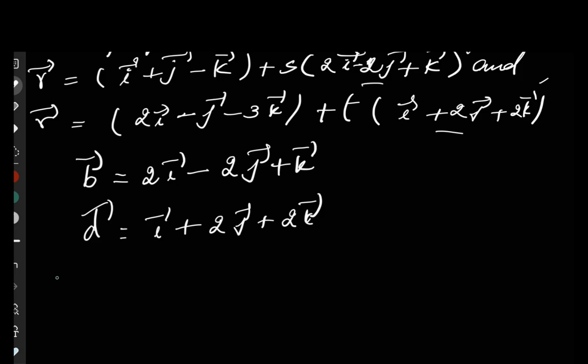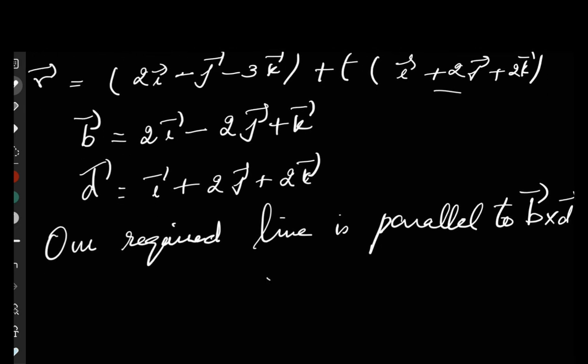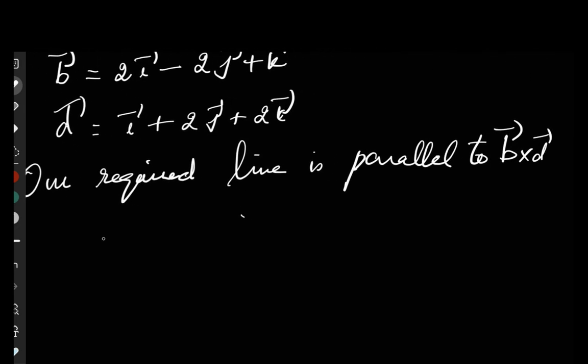So, our required line is perpendicular to these two given lines. Therefore, our required line is parallel to the cross product of these two vectors. Since the required line is perpendicular to these two lines, it is parallel to the cross product of these two vectors. So, let me first find B cross D.